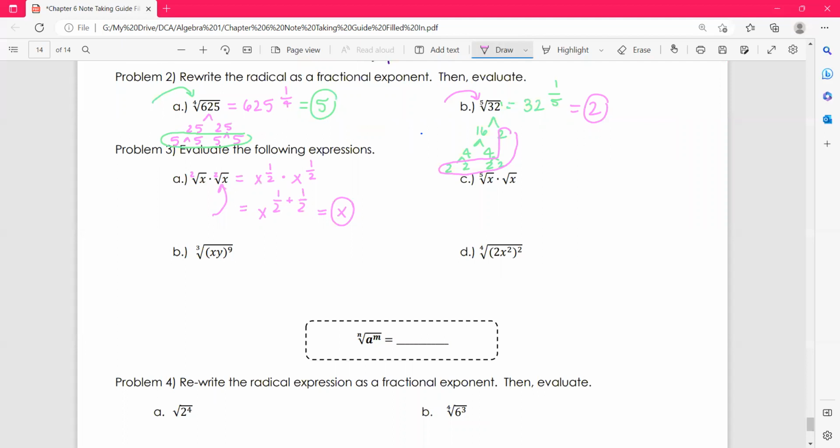Let's check out C. I've got the 5th root of x times the square root of x. So I'm going to rewrite this in fractional exponent form. X to the 1/5 times x to the 1/2. And then I'm going to do just like I did before. When I multiply variables, the exponents add. When I add fractions, I need a common denominator, so this is going to be 2/10 plus 5/10. So I've got 2/10 plus 5/10 is 7/10. And so there's my answer.